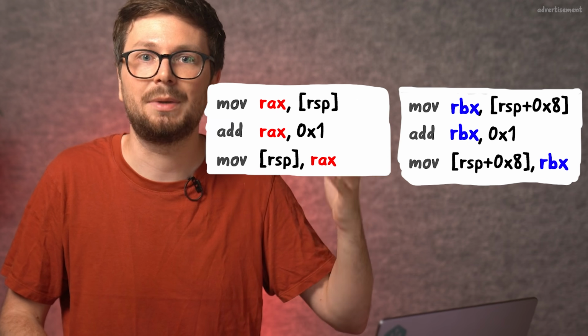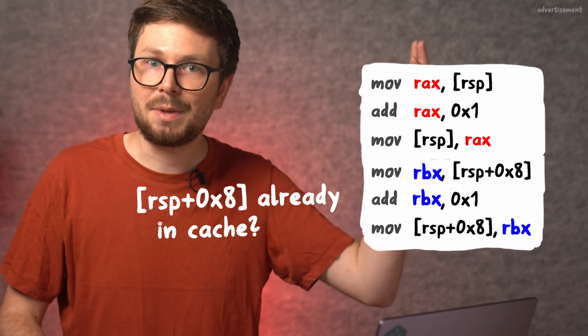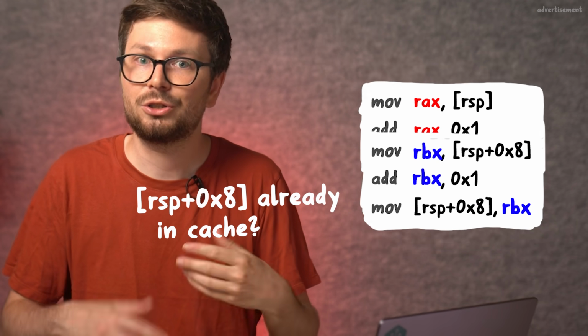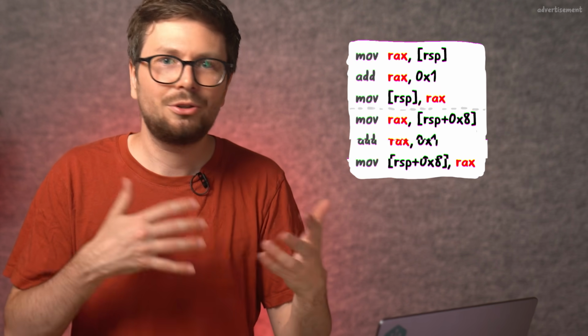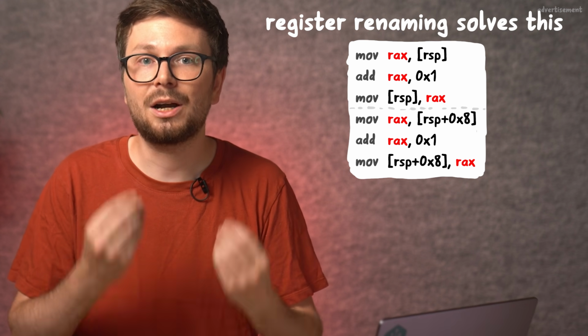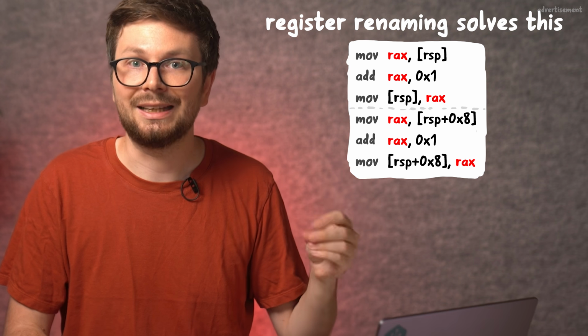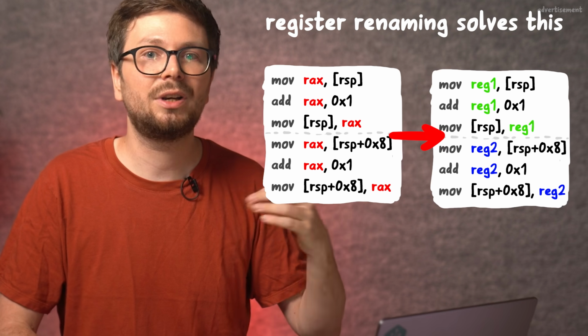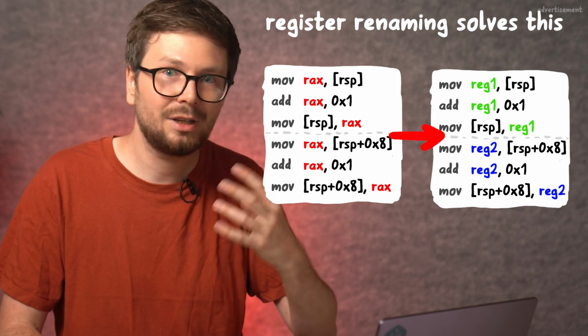If the second part had instead used RBX, then the CPU could run both of them in parallel or execute them out of order. Maybe this memory value is already in the cache, so we could execute this while we wait for the memory of the first block. So this is where the register renaming on modern CPUs comes in and enables out-of-order execution. So when register renaming is happening internally, the CPU is not really using RAX anymore. The code can be imagined to look like this.